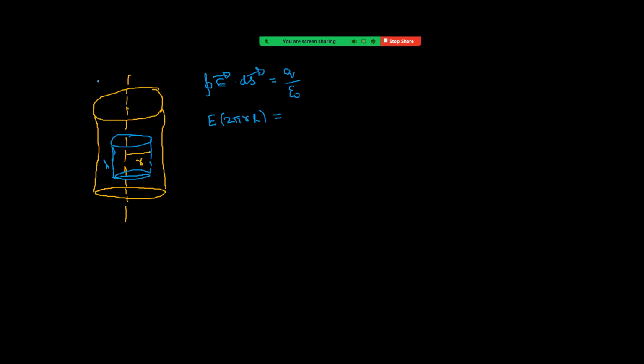That is equal to the charge enclosed. We are given the charge density, that is, charge per unit volume. So the enclosed charge can be taken as rho into the corresponding volume, pi r square into L, upon epsilon naught. Then see what we get. Pi gets cancelled, one r gets cancelled, L gets cancelled. Remaining is rho r by 2 epsilon naught. So this is the field inside a long cylinder which is uniformly charged throughout its volume.